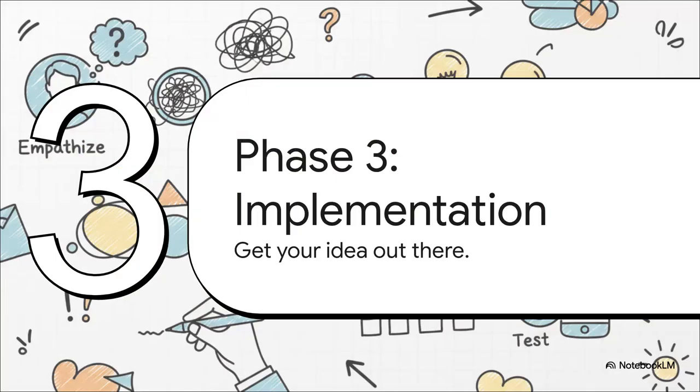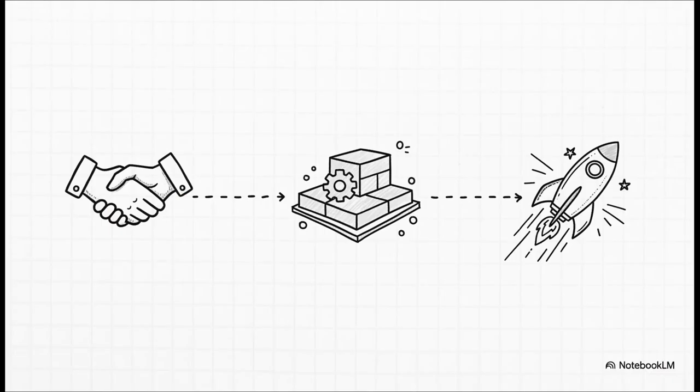Which brings us to our final milestone. Phase 3, implementation. Getting your idea out into the world. You've been inspired by the people, you've ideated and tested with the people, and now you have a refined, validated solution. But a great solution doesn't do anyone any good if it stays stuck in a design lab.